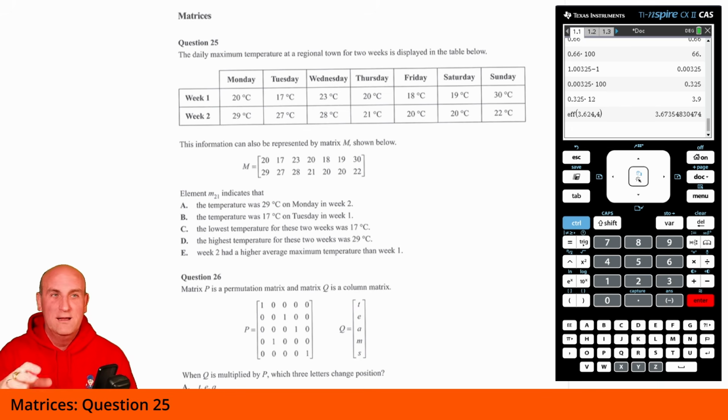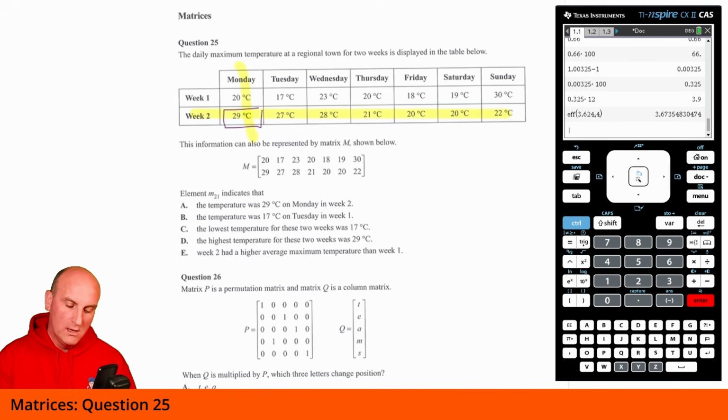What am I talking about? Question 25. The daily maximum temperature at a regional town for 2 weeks is displayed in the table below. The information can be represented by matrix M shown below. Element M21 indicates that. All right, so we're on element M21. Row, column. Second row. So here's my second row. First column. There we go. So I'm looking for this value here.